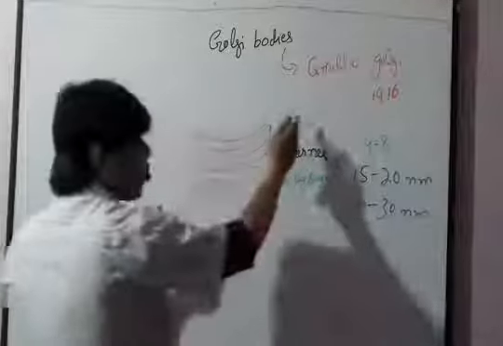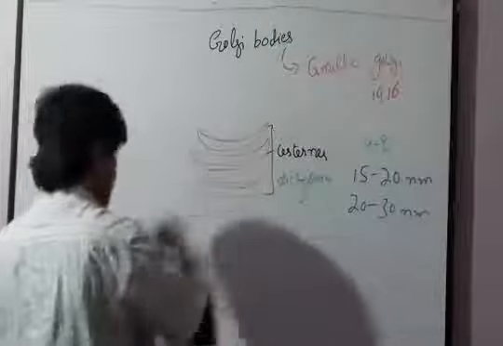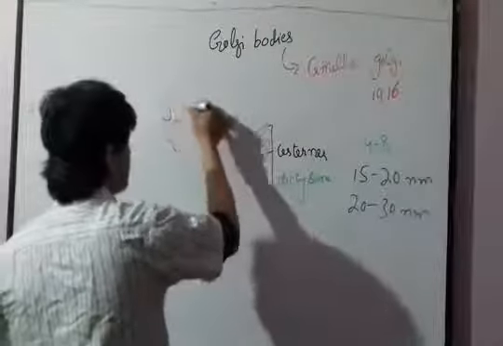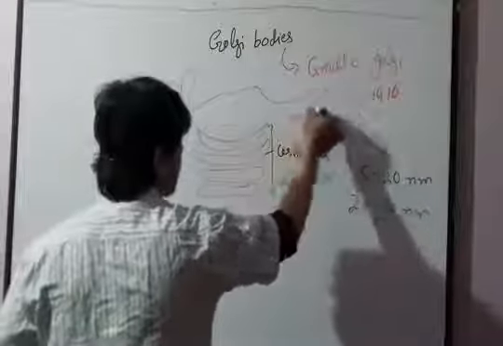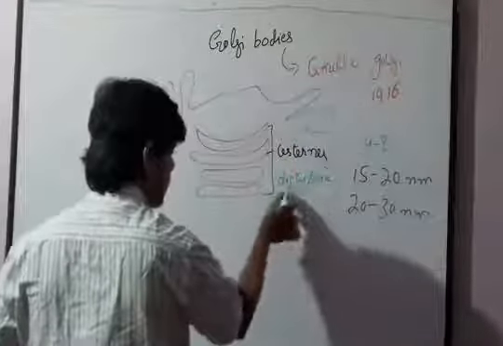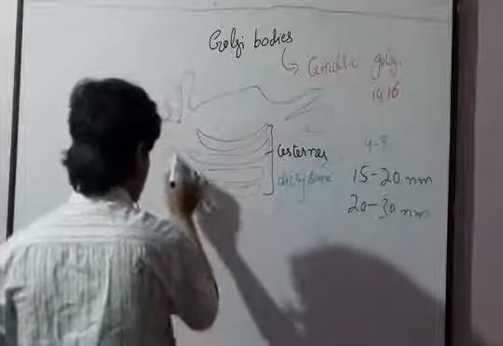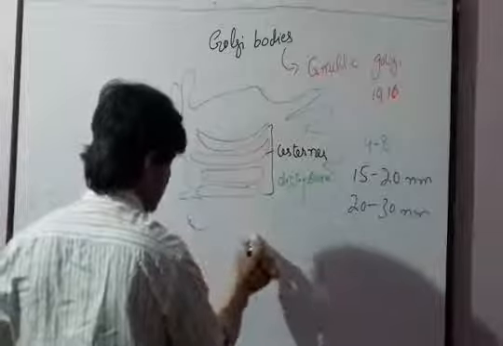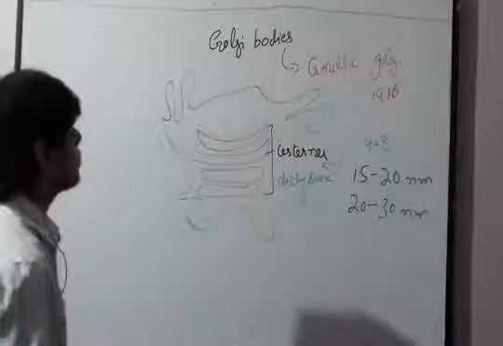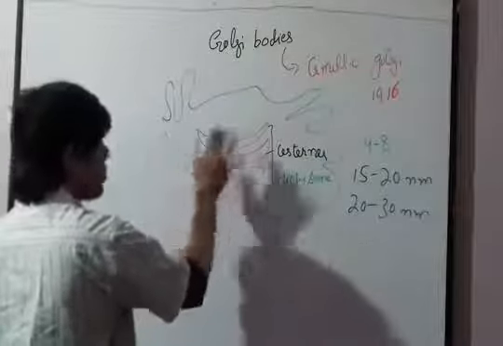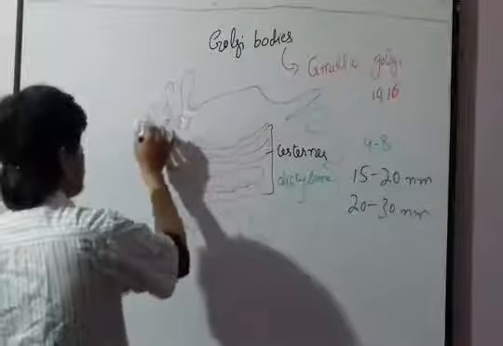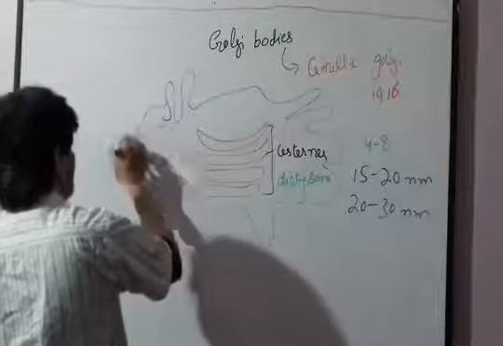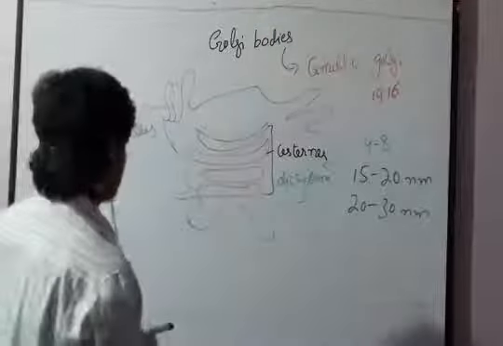Now at the edge of the cisternae, it contains tubule-like structures. It contains tube-like structures, we call them tubules. So these are the tubules.